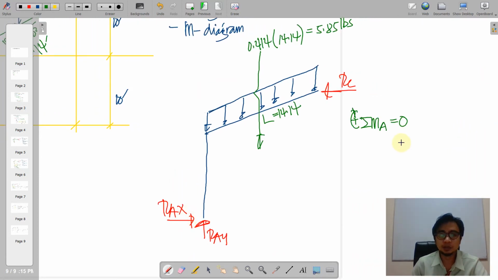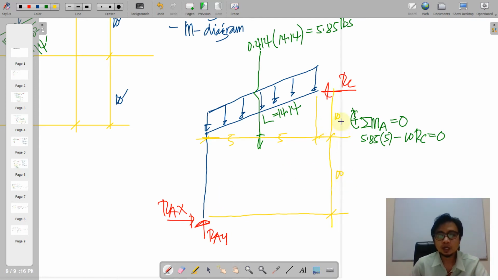Okay, so we take moments in order to determine our reaction here. Say we have summation moments at A is equal to 0. We have clockwise 5.85 times half of 10, that is 5, minus 10 RC is equal to 0. So is this really 10? It's best to always reflect our distance here. Say we have here 5 and 5, and we have here 10 and 10. So therefore this should be 20. Solving for RC, we have 1.46 pounds for our RC.